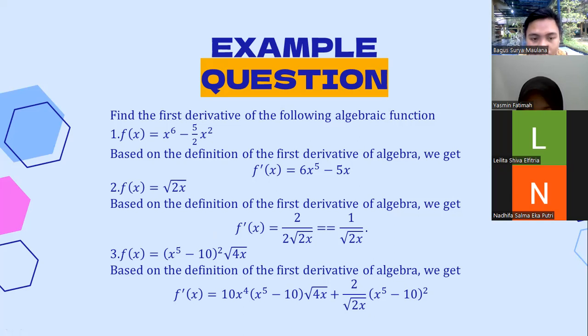And then for f(x) equal to x to the power of 5 minus 10 to the power of 2 times the square root of 4x. We get 10 times x to the power of 4 times x to the power of 5 minus 10 times the square root of 4x, plus 2 over 2. 2 over the square root of 2x times x to the power of 5 minus 10 to the power of 2.